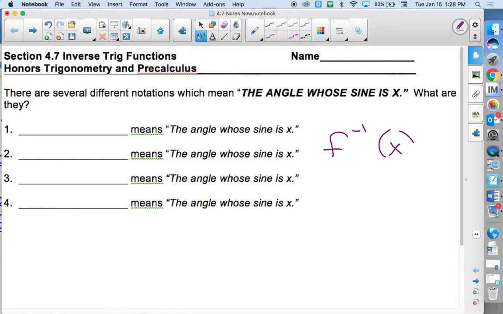This, with regular functions, is how we write inverse notation. So if we find the inverse, we use that little f negative 1. And that's for the algebra side, the pre-calc side. But now that we're in trig, we have to think about inverse functions and what it actually means if we're trying to find an inverse.